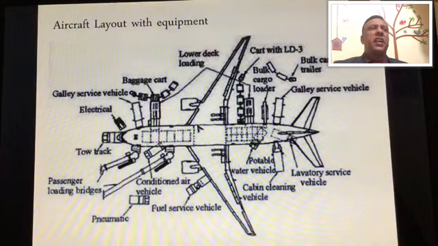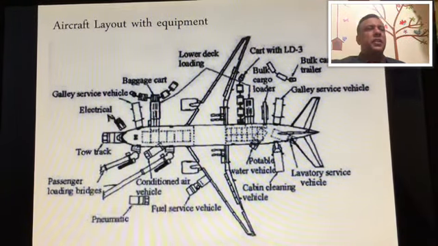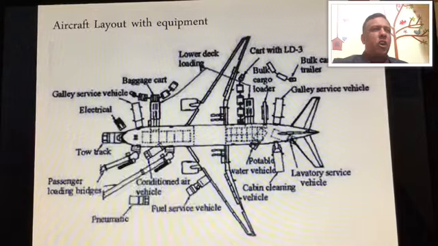As you can see, this is an aircraft layout with equipment. There are different equipments. Here there's the electrical, that is the GPU, ground power unit. This is the galley, which is nothing but a catering vehicle. This is a baggage car, which helps in loading the baggage in and out of the aircraft. And this is the aircraft wing. We'll be studying more on the aircraft structure, don't worry about that.